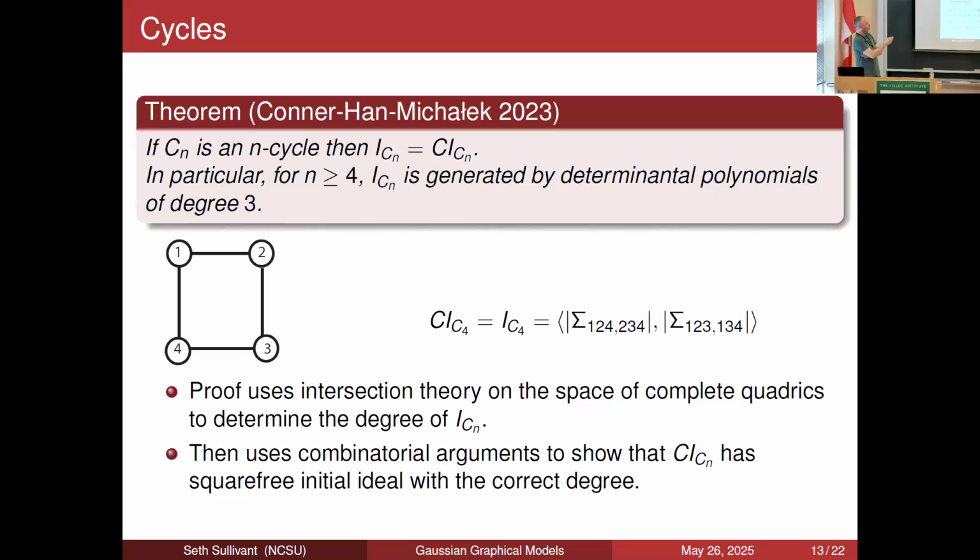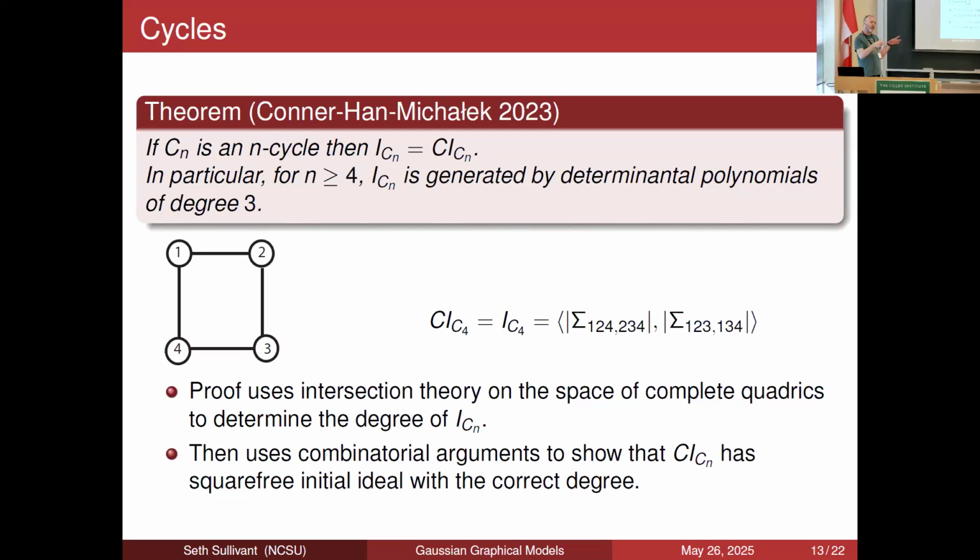So for cycles, it's true that the vanishing ideal of the Gaussian graphical model associated to a cycle is equal to the conditional independence ideal. The 3-cycle is boring, there are no generators, it's just the zero ideal. But for 4-cycles, the ideal is generated by determinantal polynomials of degree 3.